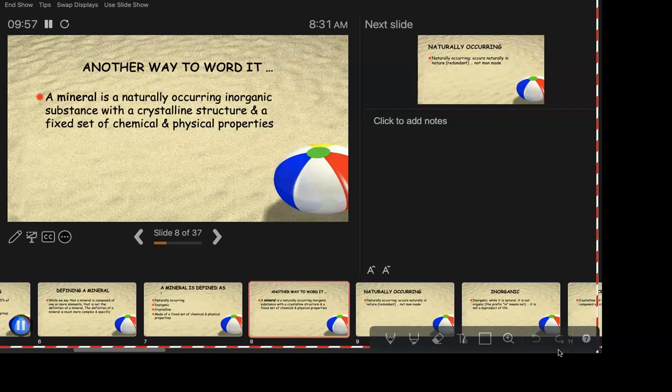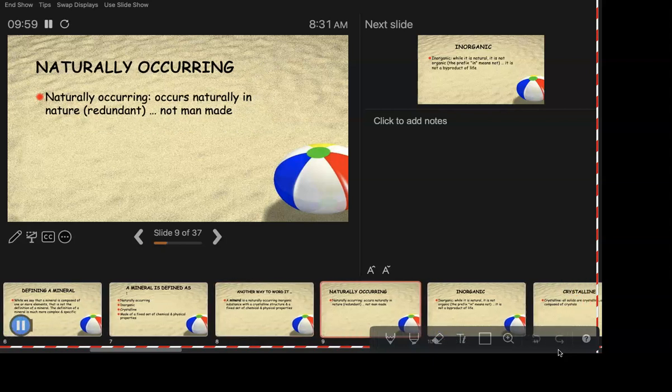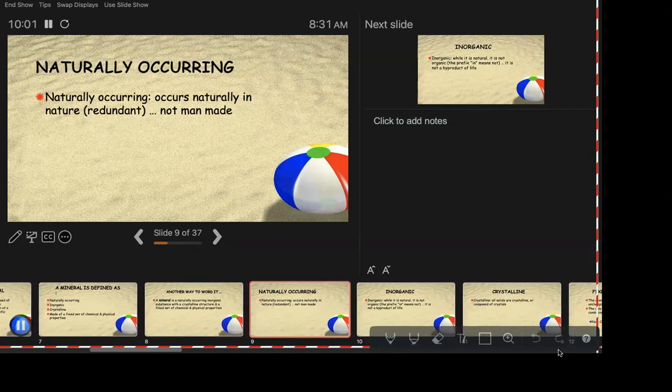So what do these mean? Naturally occurring. Well, it occurs naturally in nature. Not really helpful there, sorry. But it's not man-made, woman-made, squirrel-made. It just is. Naturally occurring.